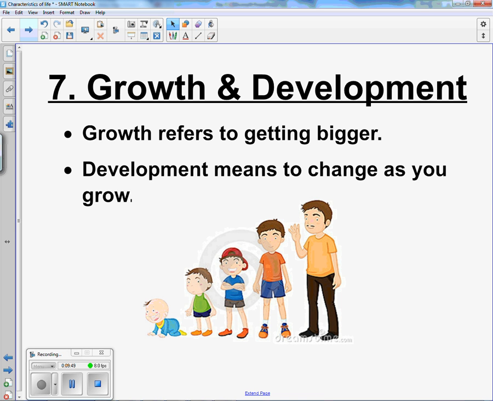Okay, growth and development. So all living things can grow. This means they are growing. Because like the seed doesn't grow, but it still is living. But basically, growth, which is one vocabulary word, refers to getting bigger. Development means to change as you grow.